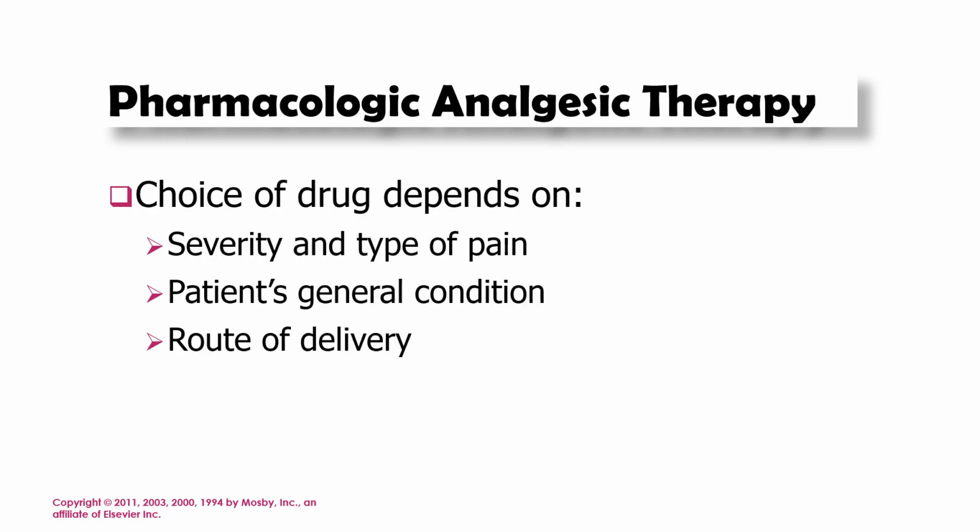How do we choose a drug for analgesia? So, of course, the choice of the drug will depend on the severity and the type of pain. Whether it is a chronic pain, whether it is an acute pain, a surgical pain, visceral or somatic pain, and of course, according to the severity. We also have the patient's general condition, as well as the route of delivery.